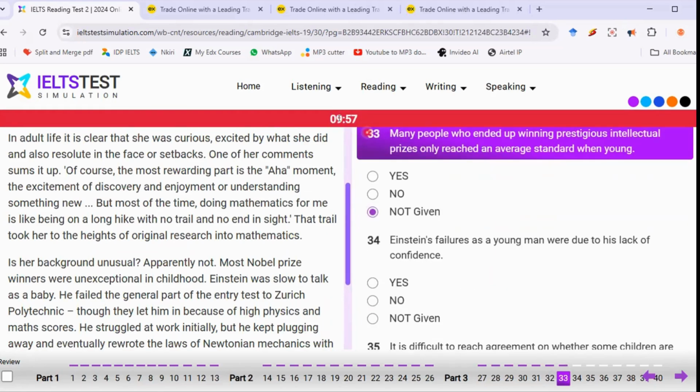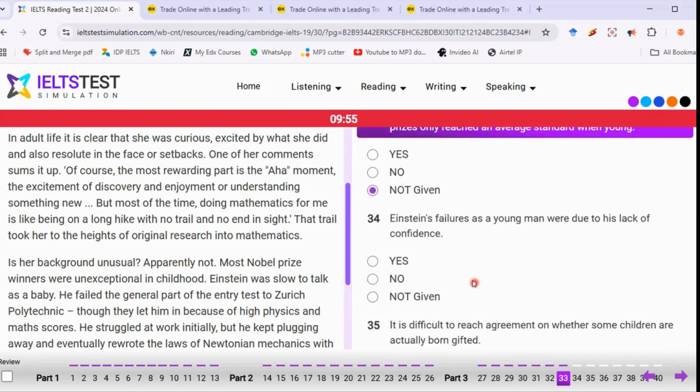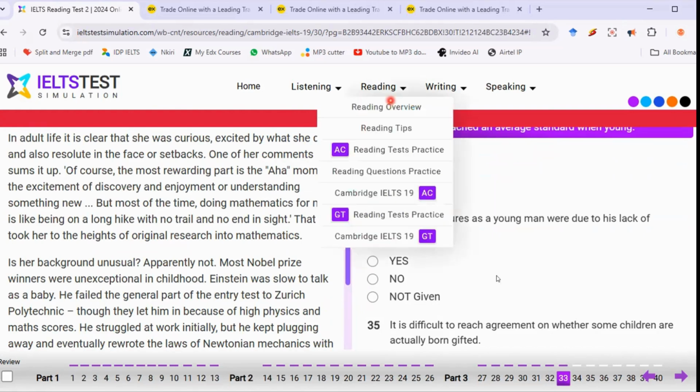The timer is telling me I have 10 minutes more. I'm sure I'm going to make it. You can see the color changed. On the exam day, the color will not change like this. The thing will just continue. So you have to be looking at the timer constantly.